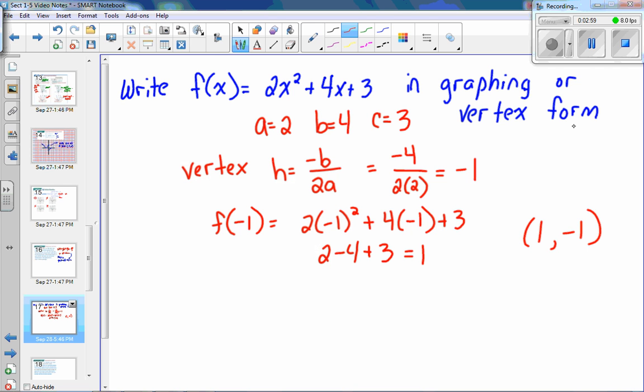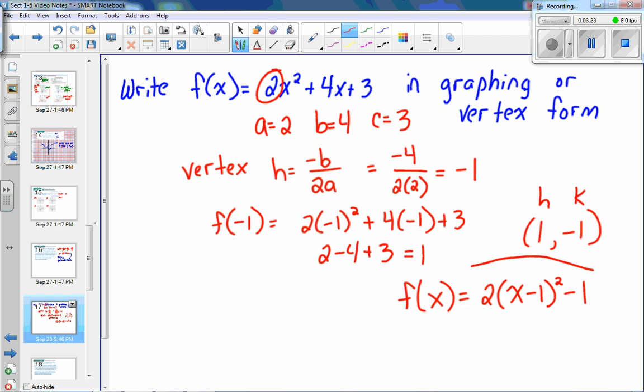If I wanted to write this in graphing form, I would have f of x equals the value of a, which remember is the same value here. It's the same a, so we have 2. This is h. This is k. So we're going to have x minus h, so x minus negative 1, quantity squared. And it's plus k, so plus 1. So here's my equation in graphing form.